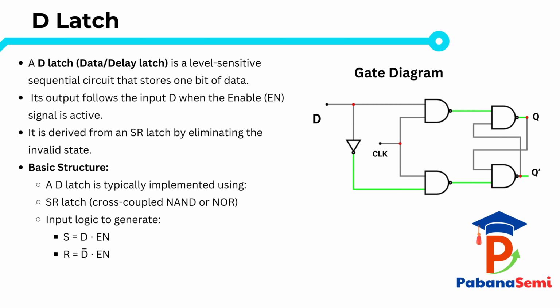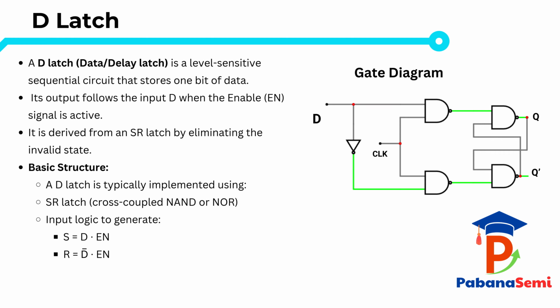When the enable signal, EN, is active, the latch becomes transparent. That means the output Q directly follows the input D. When EN becomes inactive, the latch stops updating and holds the last stored value. Even if D changes, Q remains constant.